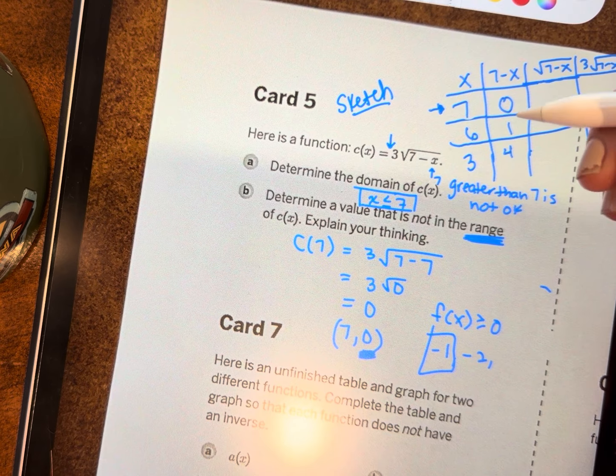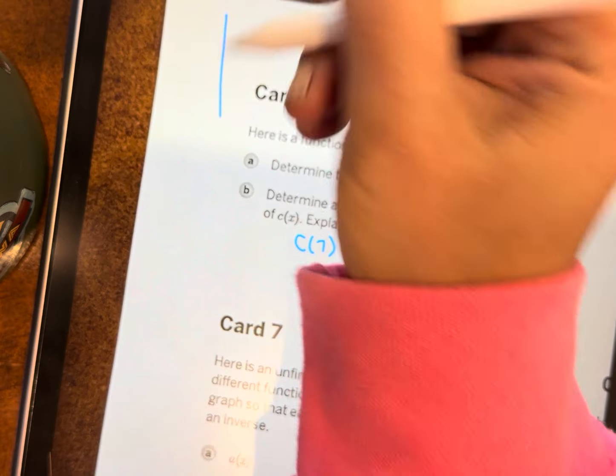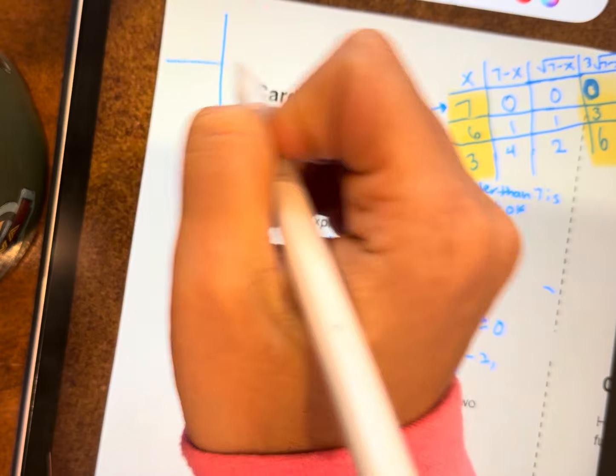Okay, but now the square root of 0 is 0. The square root of 1 is 1. The square root of 4 is 2. And in the final step, all we're doing is multiplying by 3. So 0 times 3 is 0. Holy moly. 3 times 1 is 3. And 3 times 2 is 6. And that means that I've got ordered pairs. These are my x's. These are my y's.